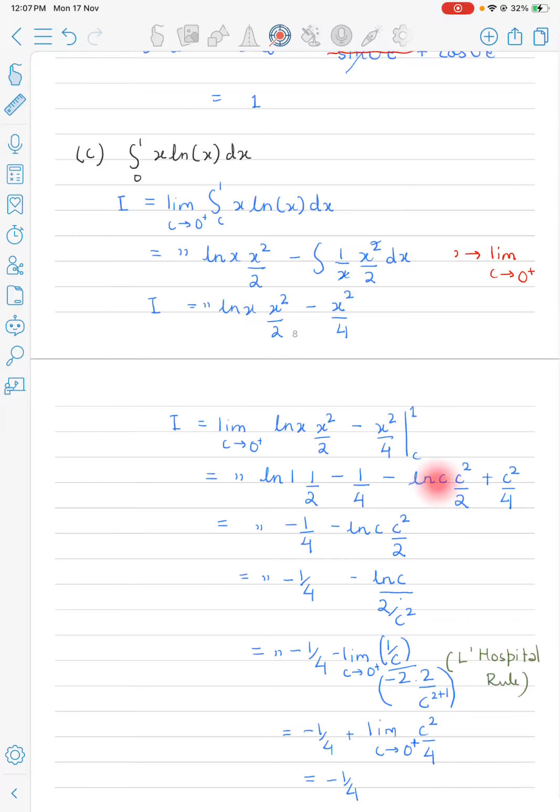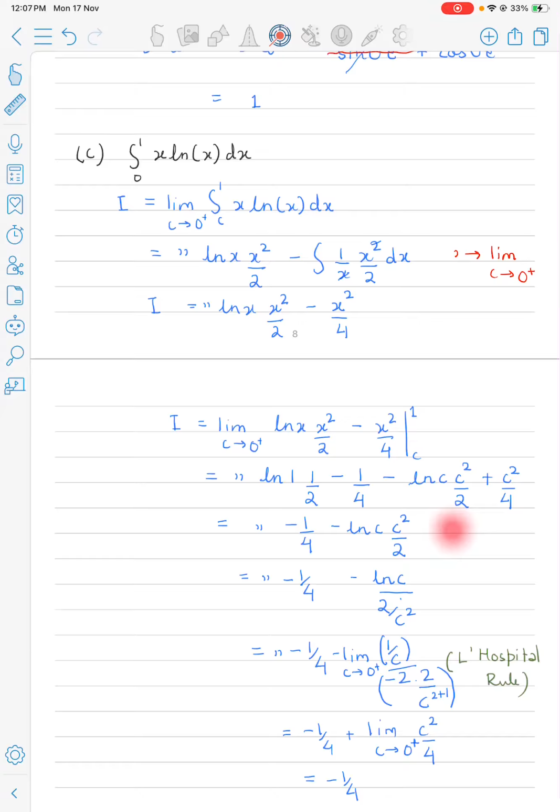This is of the form, can you check? This is going to be minus infinity, right, if you take c to be 0. ln of that part, and this part c square is going to 0, so this is infinity into 0 type, right? So again, we want to find the limit. What do we do now? Infinity into 0, that's something we have to check if it can be dealt with.